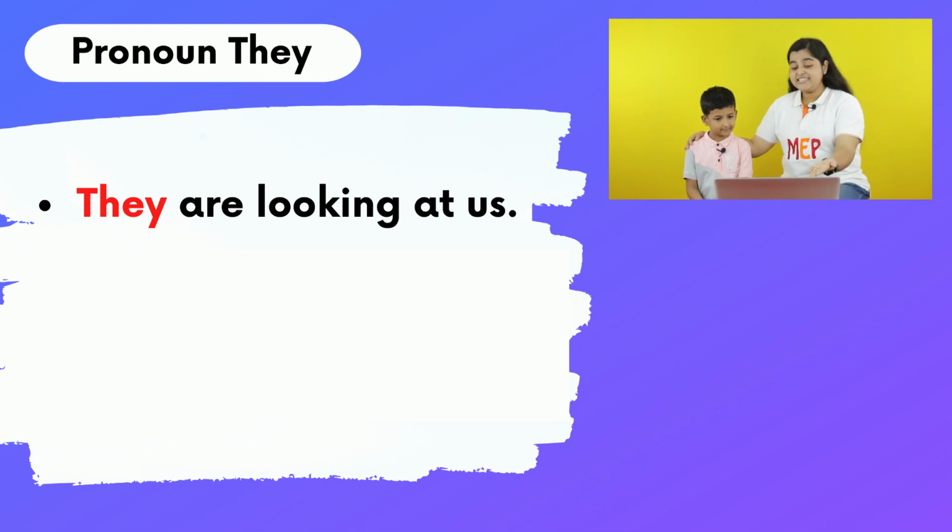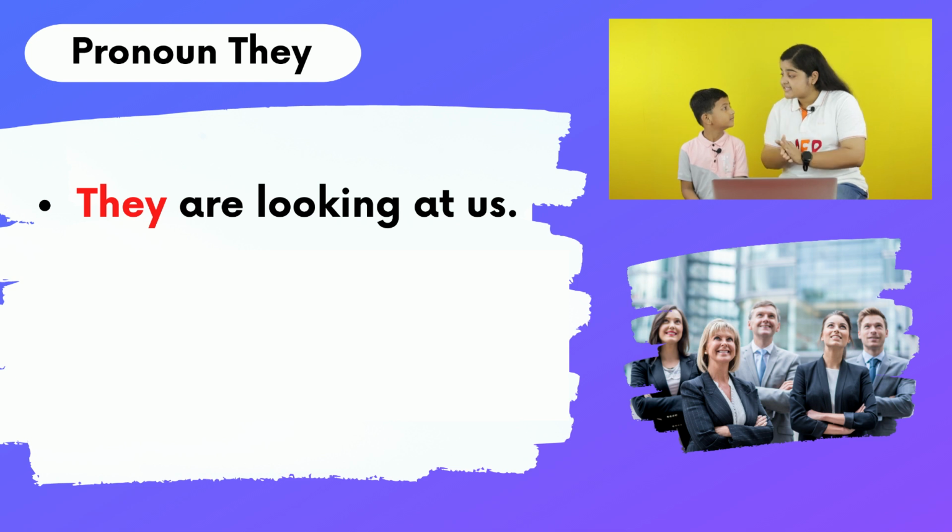So, Rudy, let's take our first example. They are looking at us. So, in this sentence, they is the subject pronoun, which means it is performing the action in the sentence. It is used for third person plural. Why plural? Because we are collectively talking about many people. Now I understood it. Good.